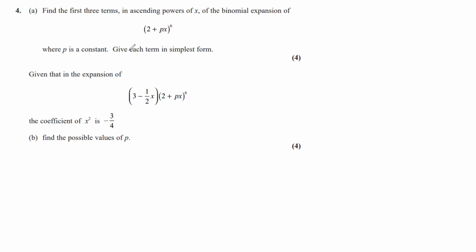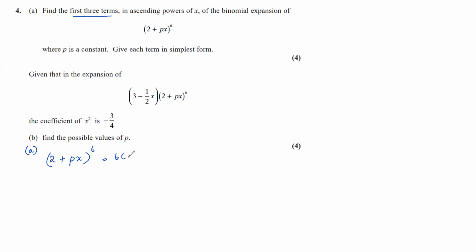Find the first three terms in ascending powers of x of the binomial expansion of (2 + px)^6. So (2 + px) to the power of 6. So this is the (a) part here. Give each term in its simplest form. So we know the binomial expansion of (a + b)^n, where n is 6 here, and then we need only the first three terms.